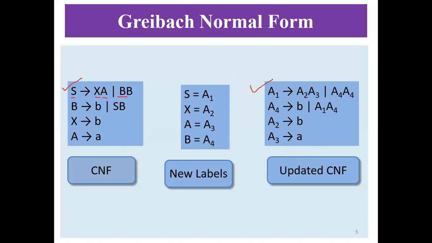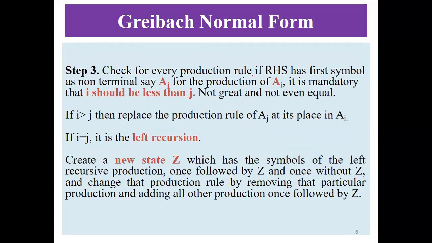So what is the next step? Check for every production rule whether the right-hand side has a first symbol that is a non-terminal, say AJ. Consider that you have the production A1 tends to A2 A3. Which one is the right side? This one is the right side, and we say that its first symbol is AJ, and the left side is AI. What is the condition? The I value should be less than J.